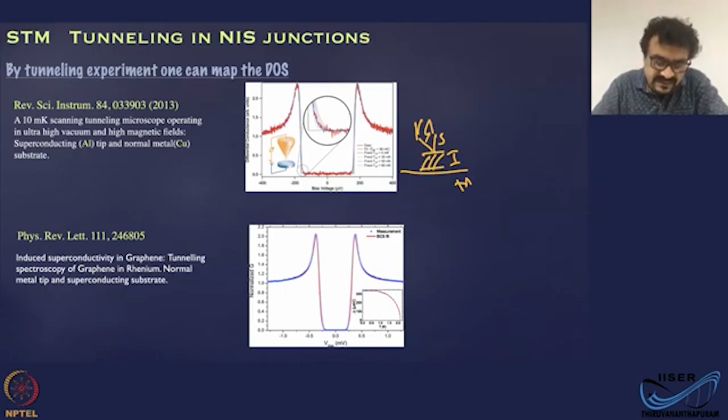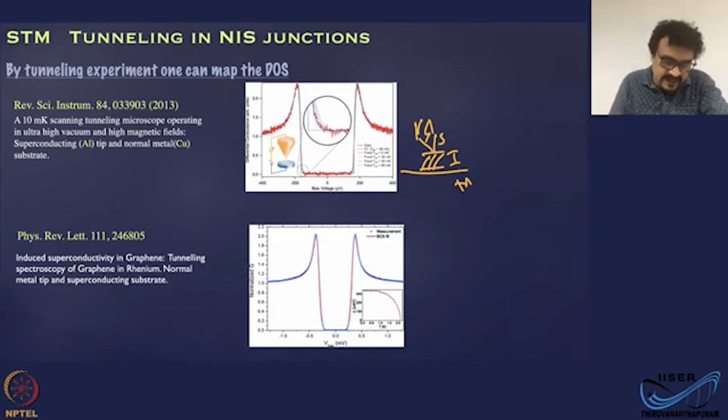And what you can see is the conductivity is 0, and then it's going to pick up once you cross the superconducting gap. So the gap region, the flat region in the middle, corresponds to 2 delta by e. You can do the same measurement just by having a normal metal tip and a superconducting substrate or surface. That is also going to give you the same information. Okay.